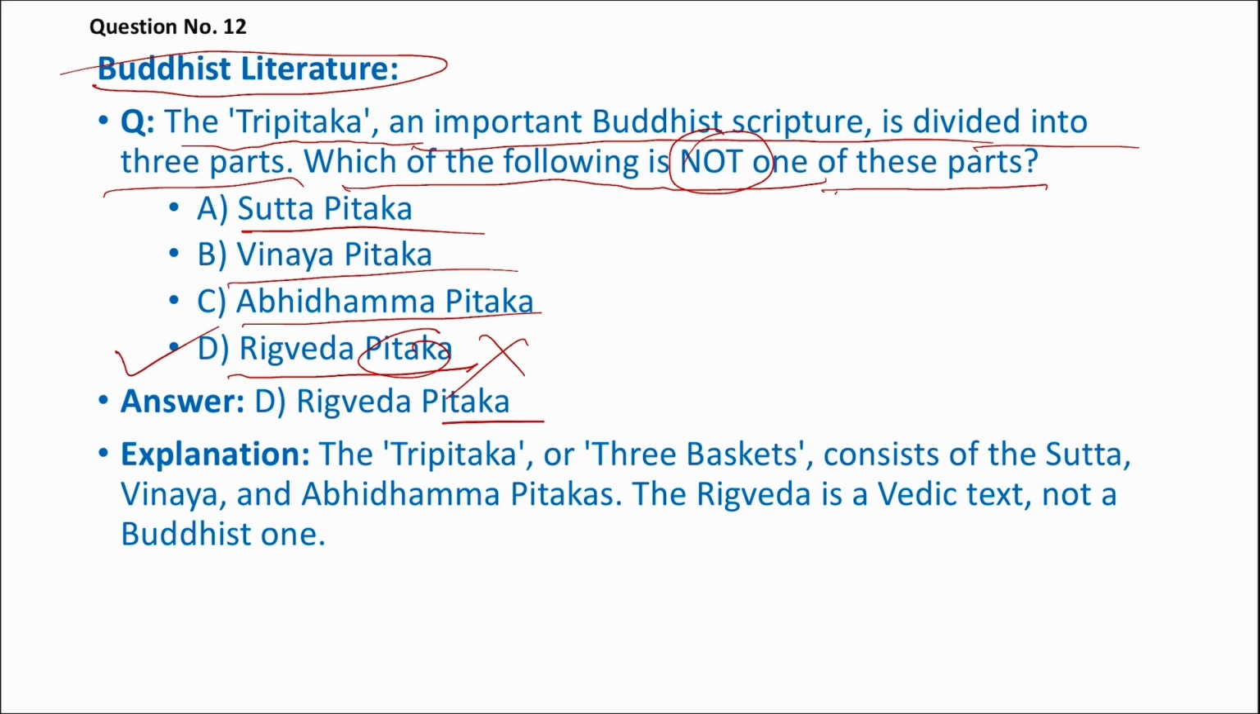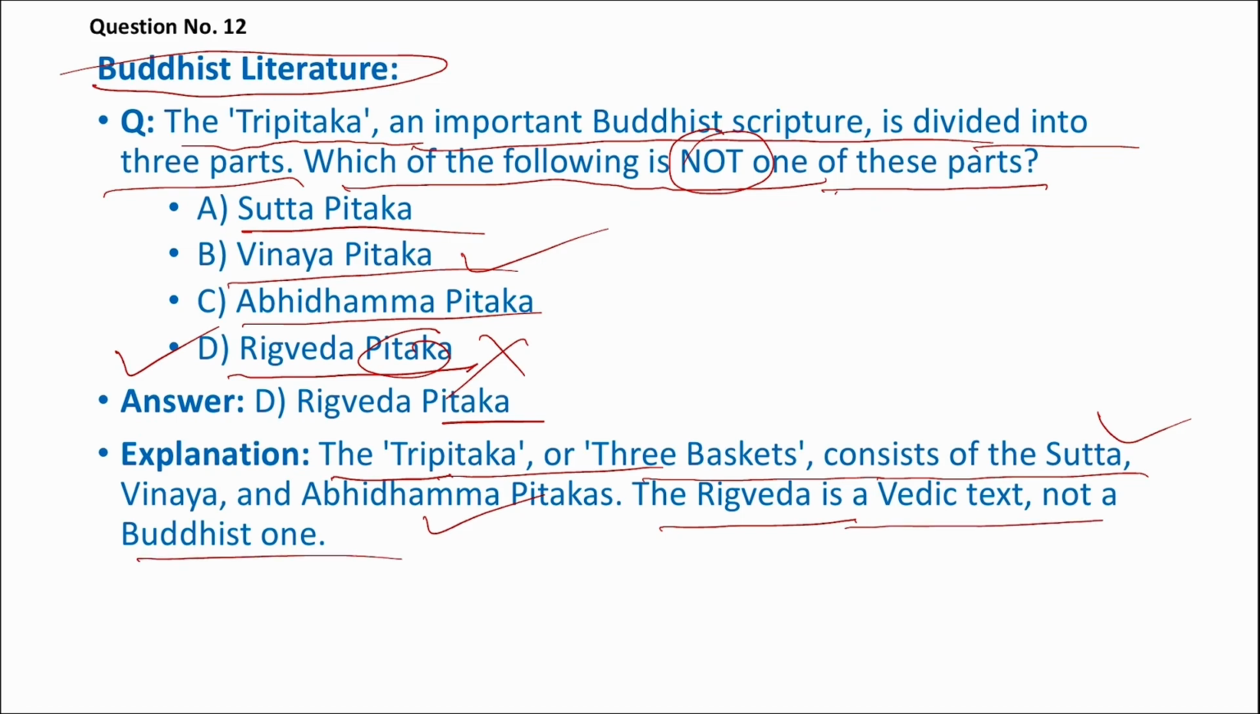The Rig Veda is a Vedic text, right? The three Pitakas, or the three baskets, consist of Sutta Pitaka, Vinaya Pitaka, and Abhidhamma Pitaka. So the Rig Veda is a Vedic text, not a Buddhist one. So the right answer is Rig Veda Pitaka, which is not part of the Tripitaka. Tripitaka means three baskets in English: Sutta Pitaka, Vinaya Pitaka, and Abhidhamma Pitaka.